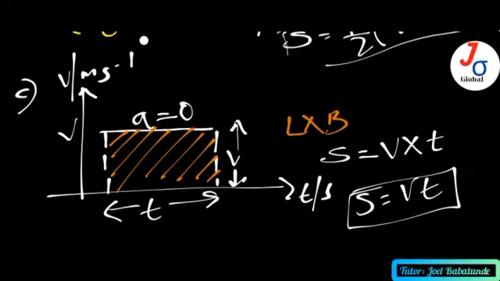So in a VT graph, when the graph is going up like this, it is acceleration; this is uniform velocity or uniform speed; and this is retardation. Okay, good. So in the next video, we're going to be looking at examples on how to solve for distance traveled using these three cases that we have looked at.